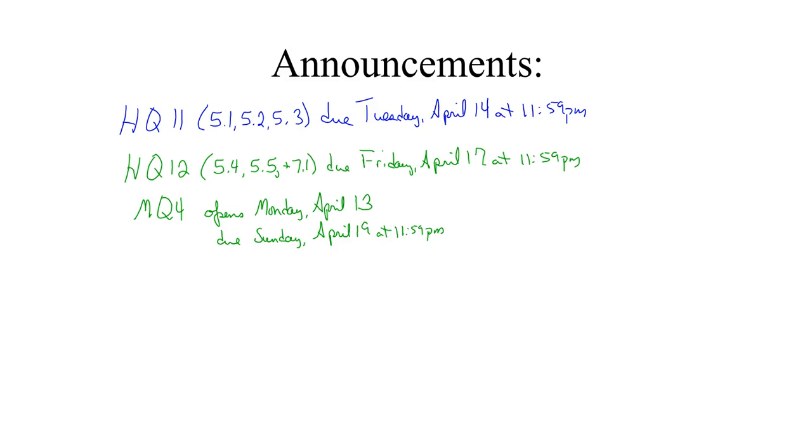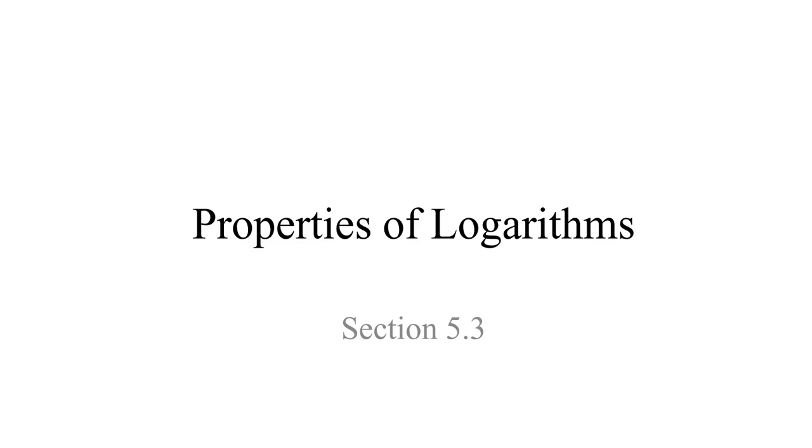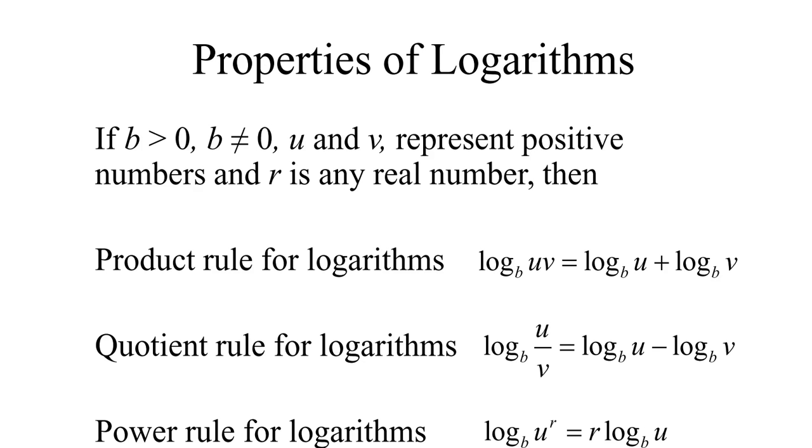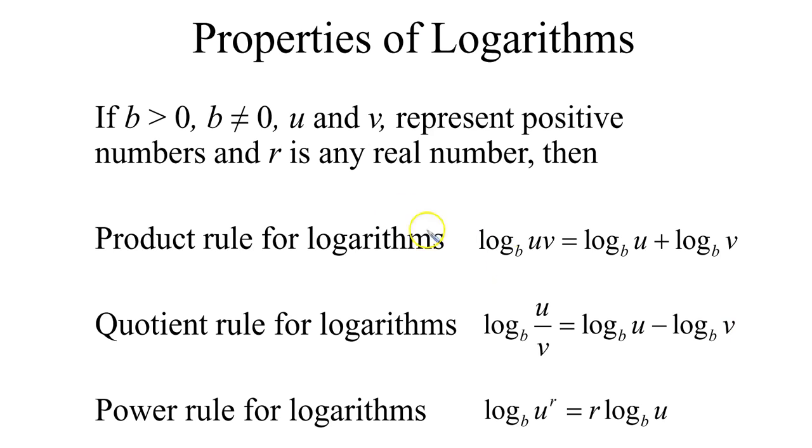So let's get started with Section 5.3. Section 5.3 has to do with properties of those logarithmic functions that we talked about in Section 5.2. So there are several properties here, and just reminding you that our base of b must be greater than 0, cannot be equal to 0.